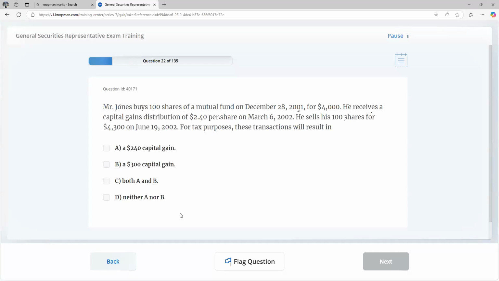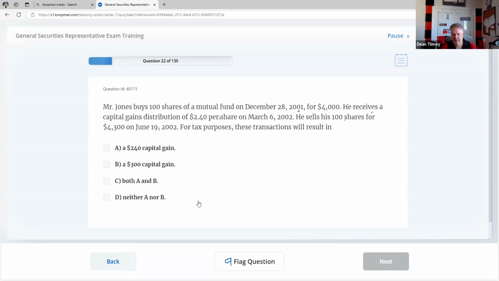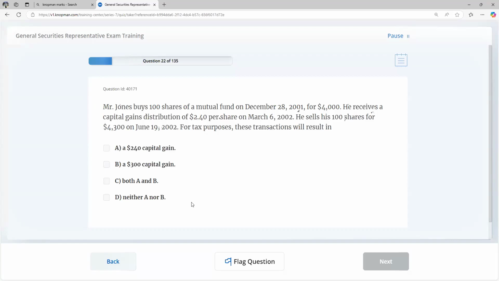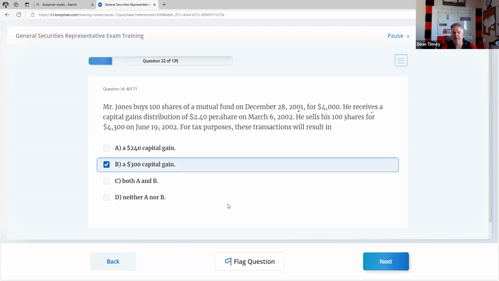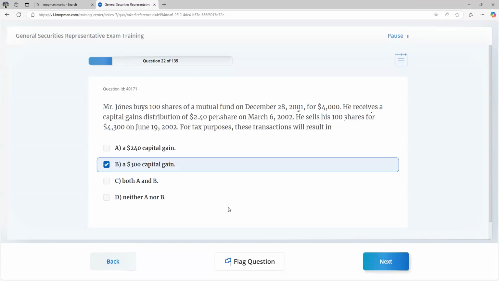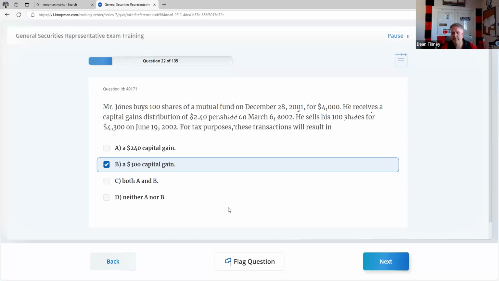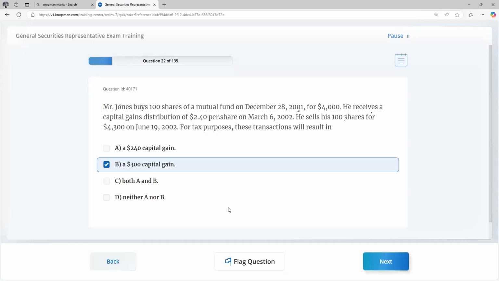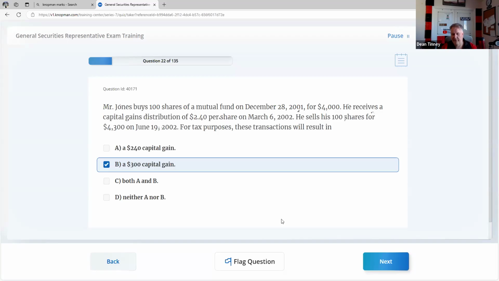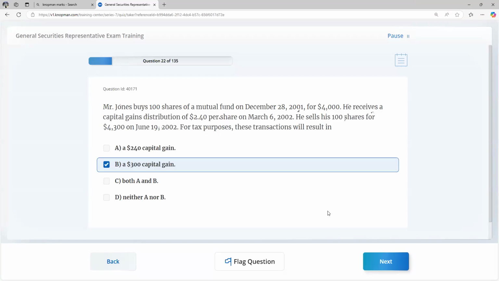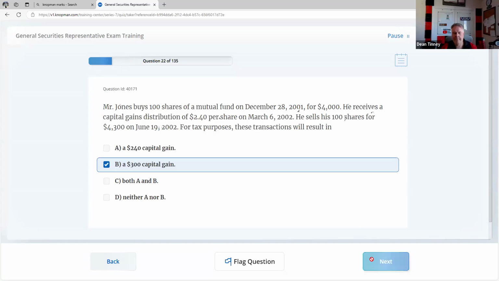So the transactions will result in... I'm between B and D. Is it neither A nor B? So the guy doesn't owe taxes. Yeah, no, I'm gonna go B. I think you missed it. I think it's going to be both A and B, right? Oh, right. He receives a capital gains distribution of 240. You owe taxes on that. So that's 240 there. And then you sell at 43 and you owe taxes on that. So I wasn't thinking properly, but yes. That's okay.